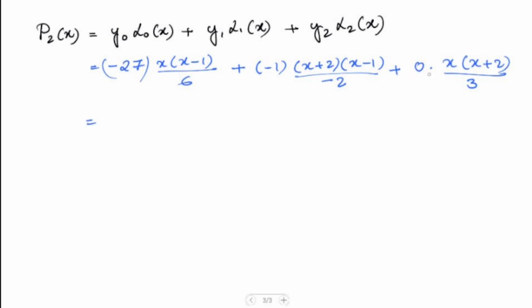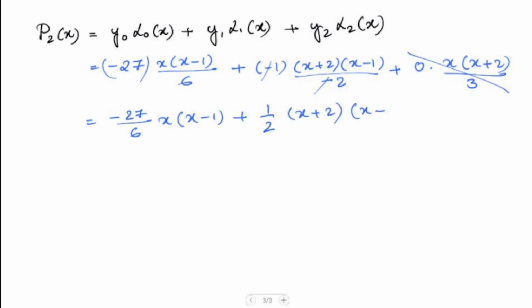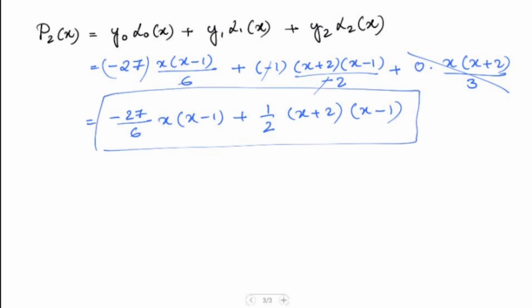As you can see, 0 times something would be 0, so we don't consider that term anymore. And this I could write as minus 27 over 6 times x times x minus 1. And here the minus and minus cancel, so plus 1 over 2 times x plus 2 times x minus 1. And that's the polynomial that we are trying to find in this question. And that's the end of this section.